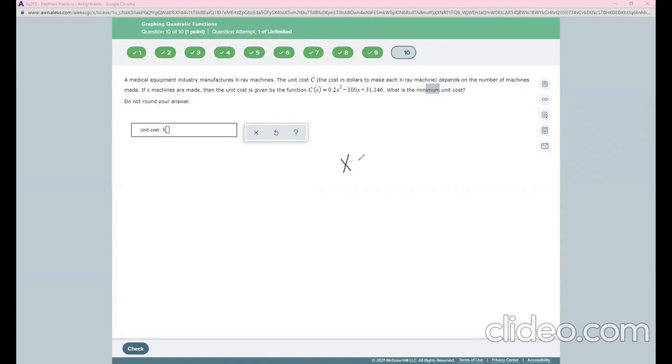So X equals -b over 2a, and we just need to plug in. So A is 0.2 and B is -100. So I have negative, and then B is -100, over 2, and then A is 0.2. So this is going to give me 0.4 on the bottom. And then on the top, we get +100.